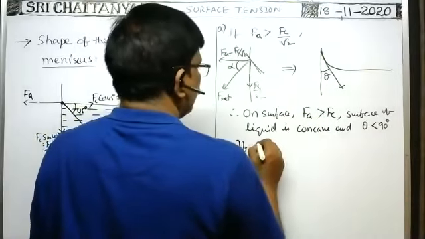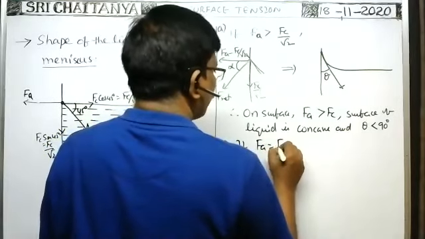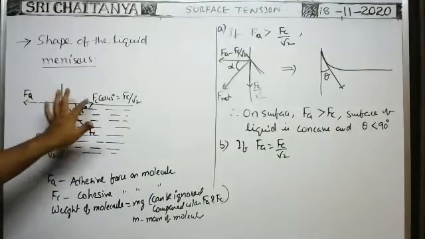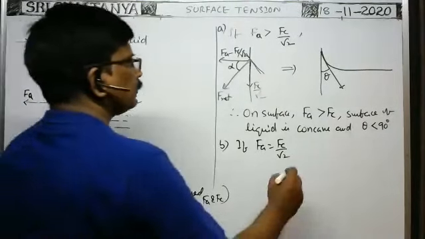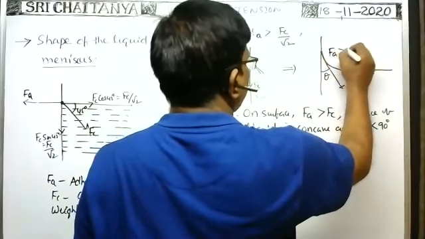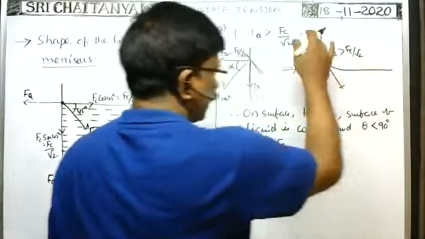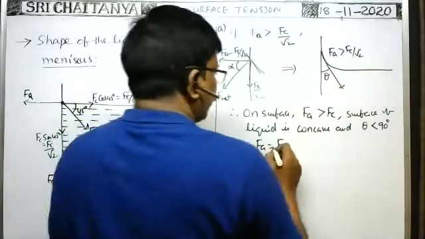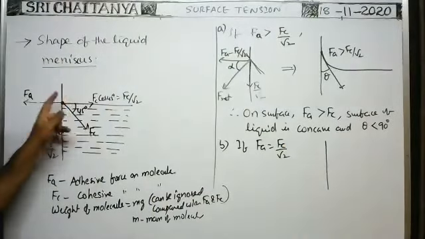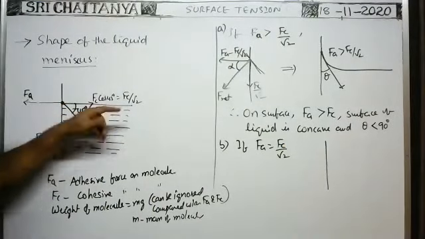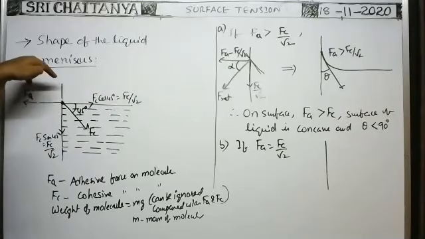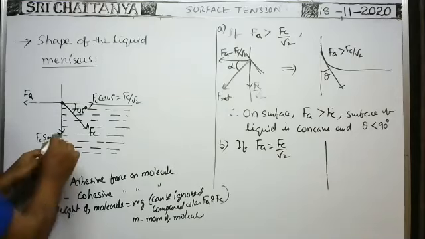If adhesive force is equal to Fc by root 2, this is the case. Whenever Fa is greater than Fc by root 2, then the surface of the meniscus is concave. If Fa is equal to Fc by root 2, then the net force in this direction is 0. Then only the net force acts on the molecule, vertically downwards. That is the net force.